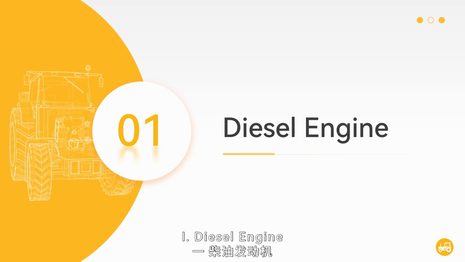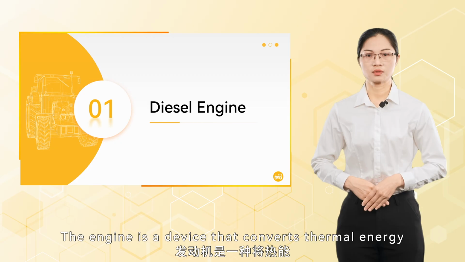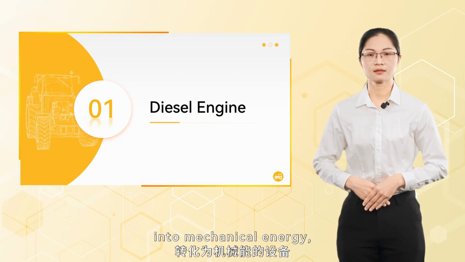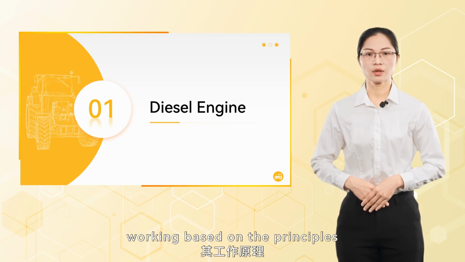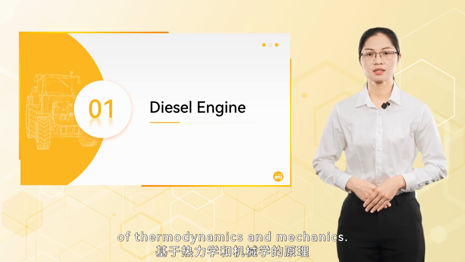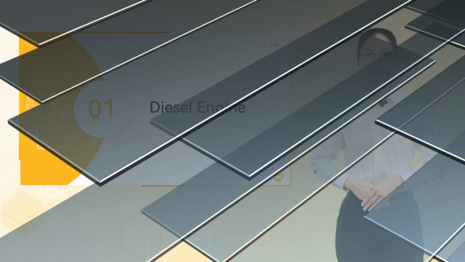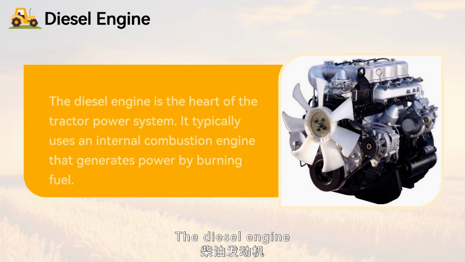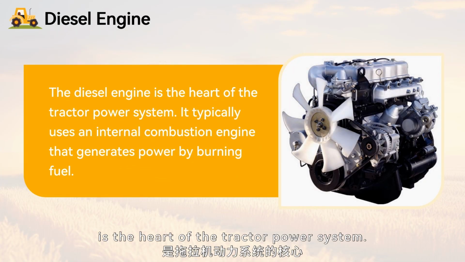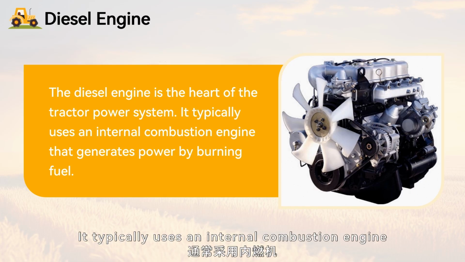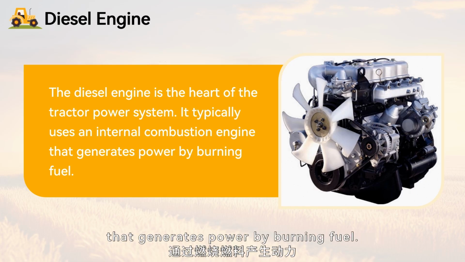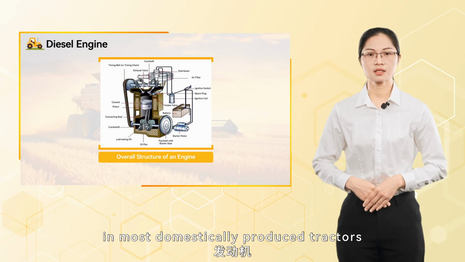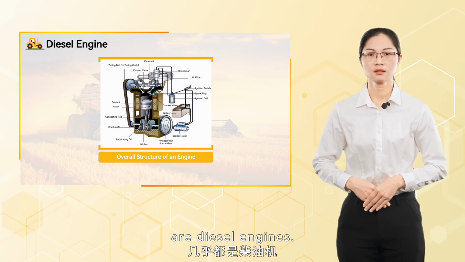1. Diesel engine. The engine is a device that converts thermal energy into mechanical energy, working based on the principles of thermodynamics and mechanics. The diesel engine is the heart of the tractor power system. It typically uses an internal combustion engine that generates power by burning fuel. The engines in most domestically produced tractors are diesel engines.